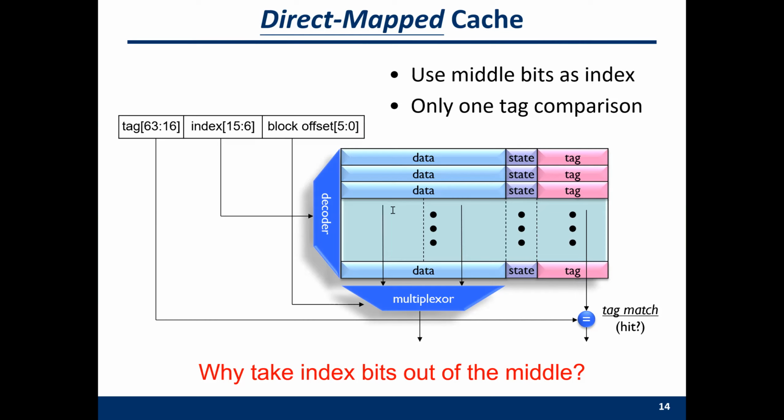But I would like to simplify this example. I just have four frames here. So if I have 4 frames, I just need 2 bits, which is bit 6 and bit 7. I don't need this much index, but you need to understand what the index is. The index indicates how many frames you have in the direct mapped cache, and the block offset indicates the size of each block.